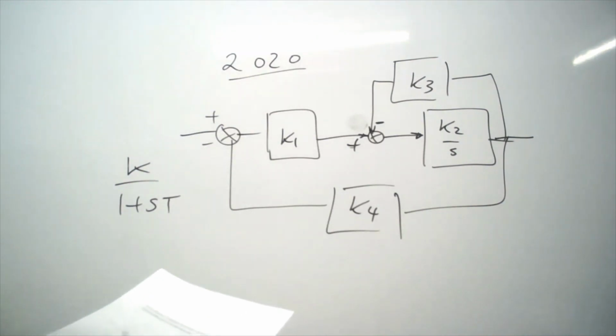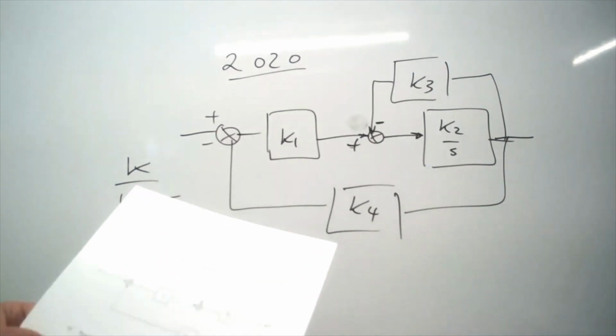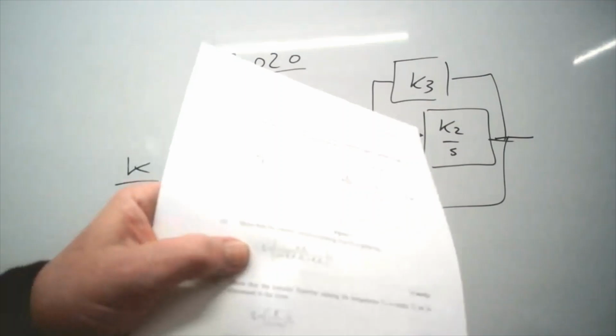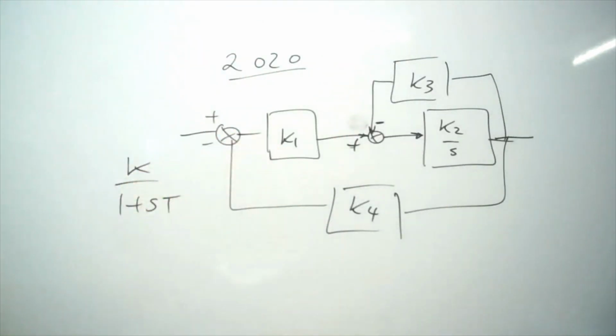This is question 1, part A, and I was quite kind to the students last year. I actually gave them the answers. It was a show question. If you look at the paper, it gave the answer and said, show that this could be simplified to a certain thing. So at least I've got the answer to check I've done it correctly.